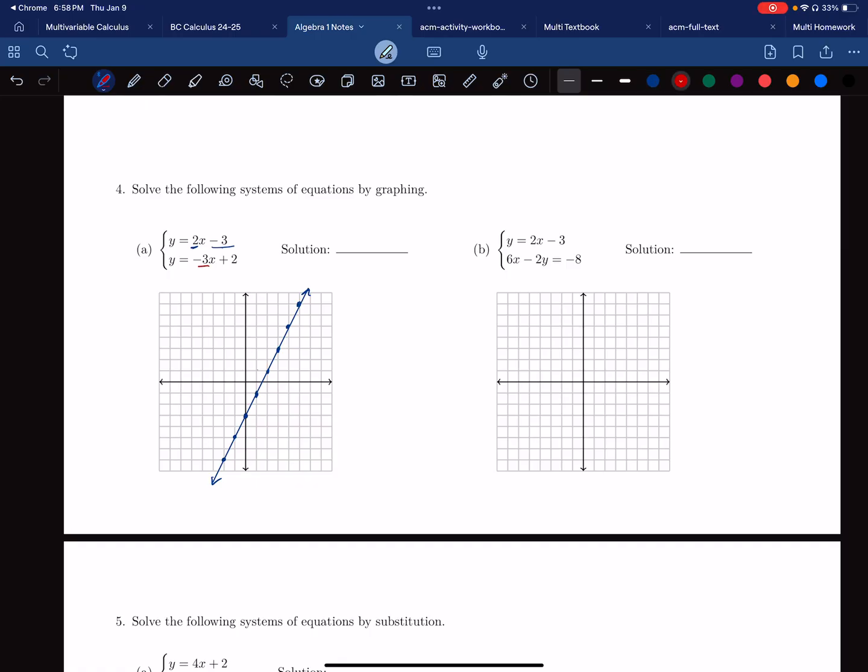And here I'm going to plot -3x plus 2. My slope is -3. My y-intercept is 2. So I'm going to go down 3 and over 1. I see they are going to intersect here at this point. That looks to be the point 1 comma 1. Nice. That's wrong. It's not 1 comma 1. It's 1 comma -1.